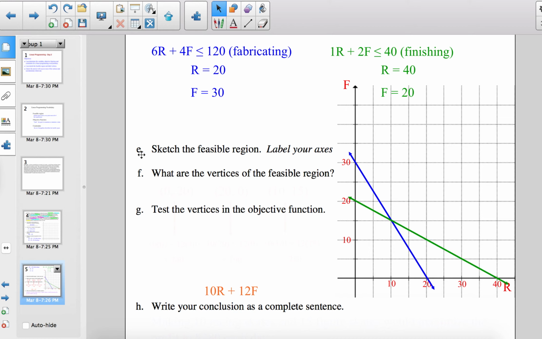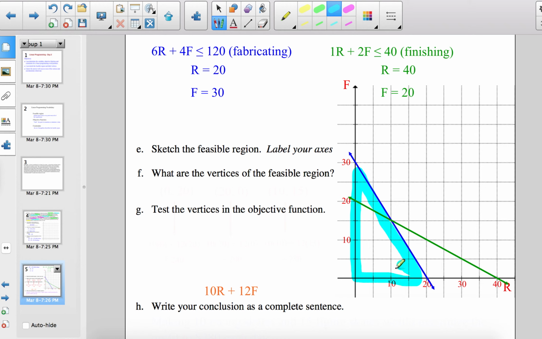Okay, so that was part E. Part F asks what are the vertices of the feasible region? So, I guess I haven't finished. I need to sketch in my shading. If I look at this one, 6r plus 4f is less than or equal to 120. So we are going to shade below the blue graph. You can do the 0, 0 approach if you'd like.